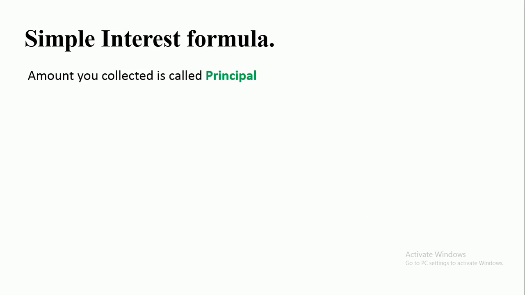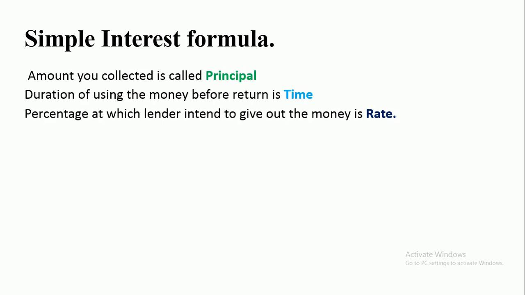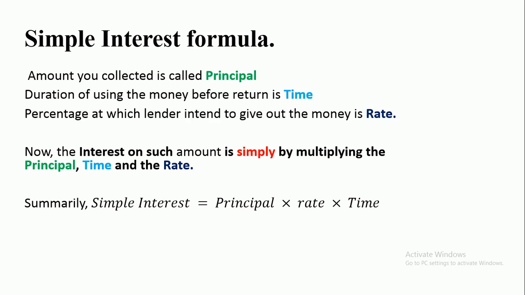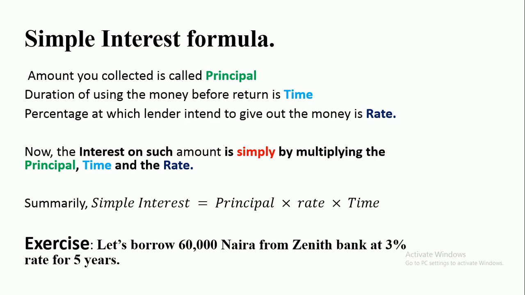So in a nutshell, whenever you talk about simple interest, you need to have the principal, the time, and the rate. The multiplication of all this gives you your simple interest. I hope you've learned in this class. Exercise, try this on your own, and I hope you will get it better.